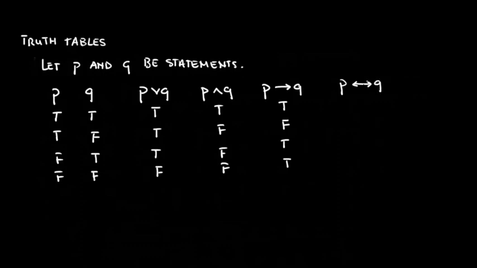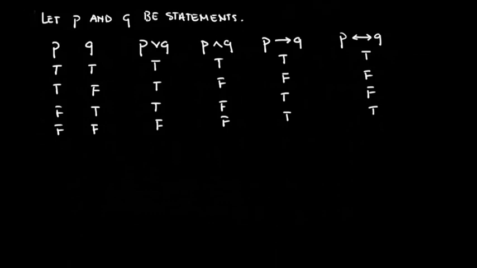Now, in this case, the equivalence is going to be true when both of the statements P and Q have the same truth value. So we have true and true. This is going to be true. We have true and false, false and true. In this case, they're different. So we have false, false, and then false and false. They're both the same, so this is true.